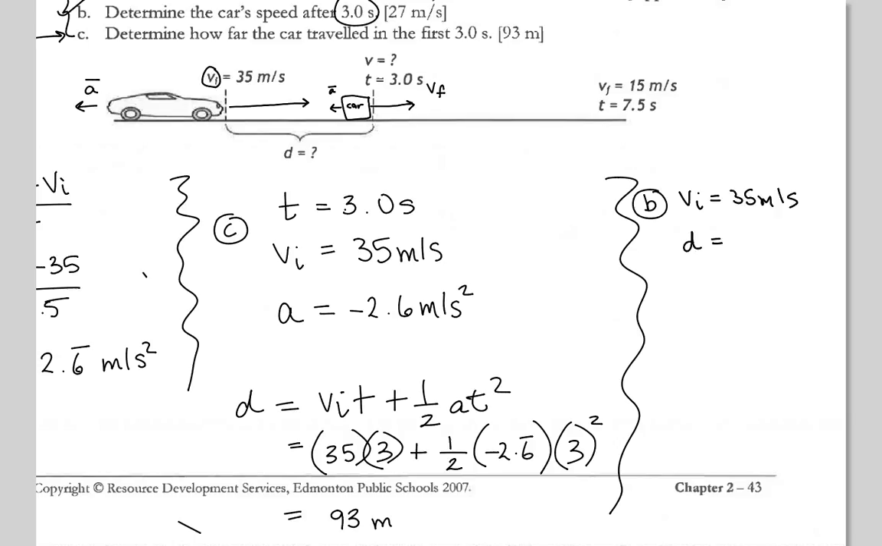What do we know? The distance after 3 seconds is 93. And we want the VF. And we know the A is negative 2.6. It says determine the car's speed after 3 seconds. The acceleration will always stay the same, this negative 2.6. That will never change. And they gave us also a time. So we actually have a lot of information that we could use. A ton of information.